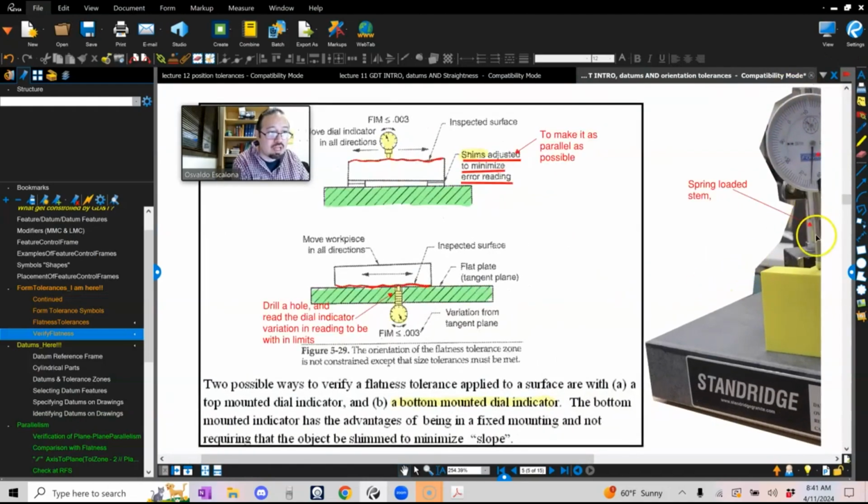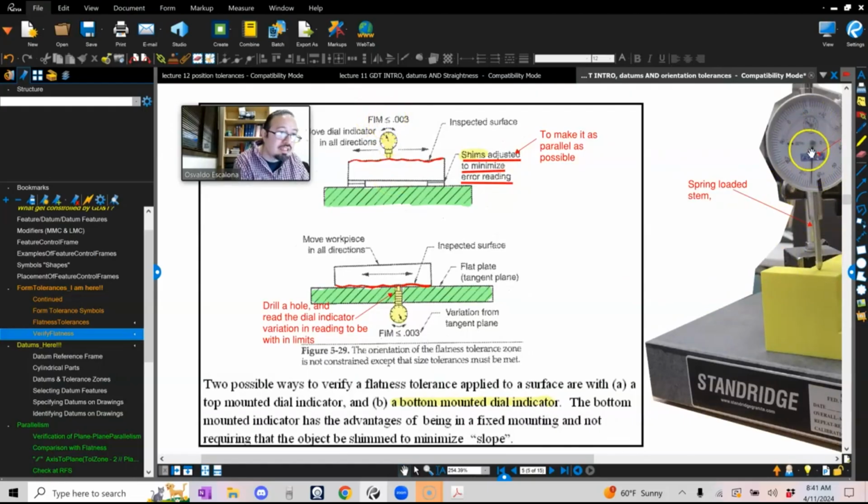And this is a spring-loaded stem that actually touches the part. So it moves up and down, and the dial tells you what it's not supposed to move: three little lines. These are 0.001 increments. So the line will not have to move more than three little lines as I move my part. And I've got to shim it because I don't have an orientation. It is just the form.